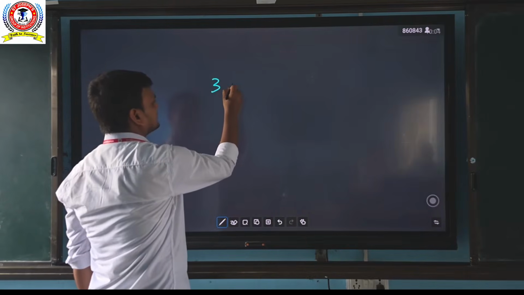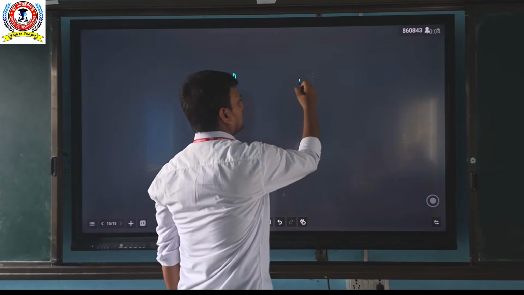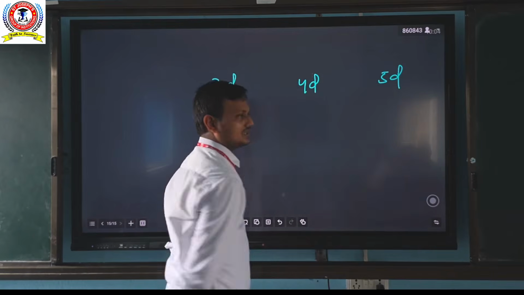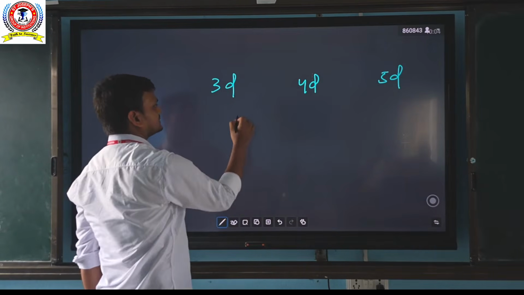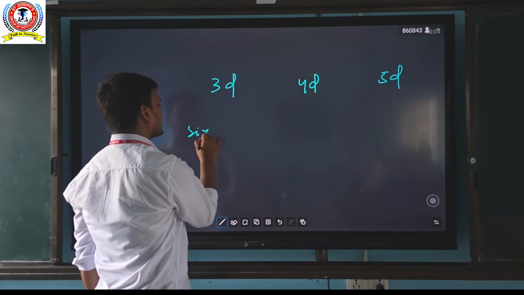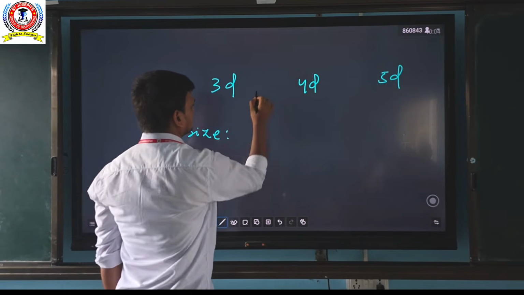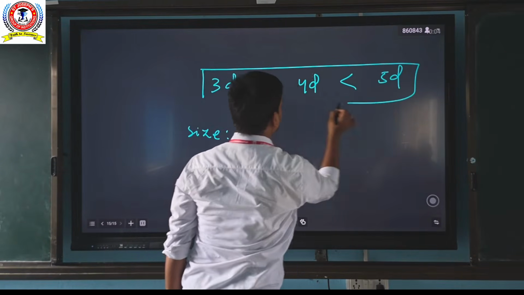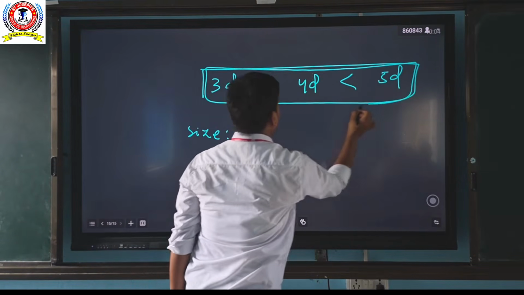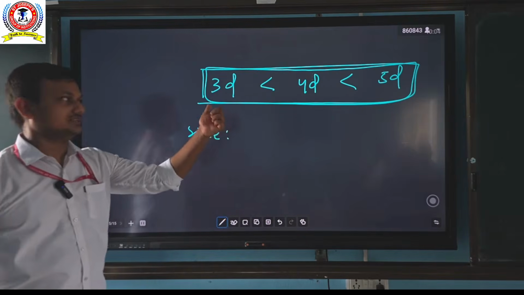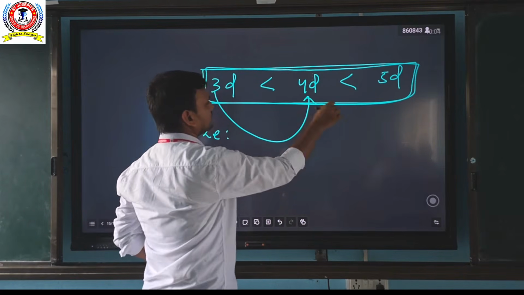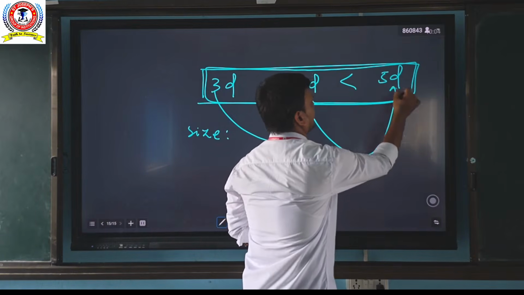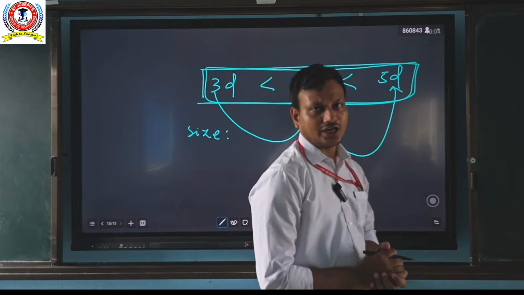Students, when I write 3d, 4d, 5d, that means the size increases. What do I say? The size increases from 3d, then 4d, then 5d. First the least size is 3d, then size increases when we move from 3d to 4d, then size increases when we move from 4d to 5d.